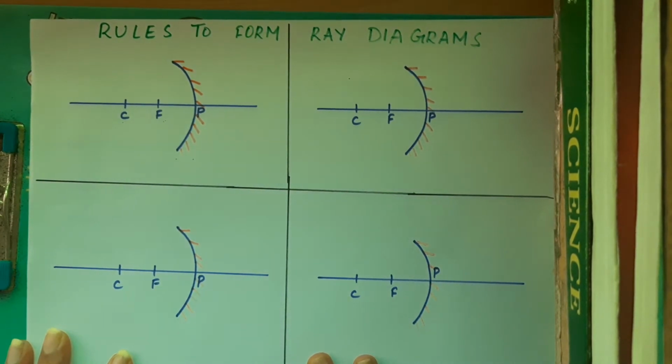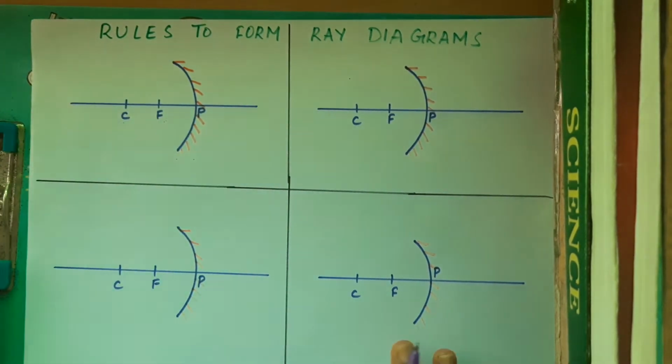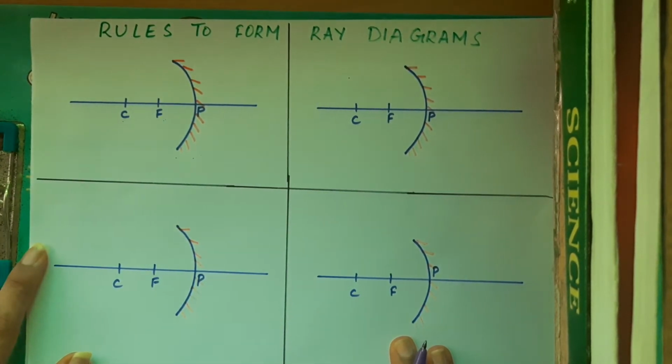And how do I know that this is a concave mirror, and how can I identify a concave mirror from a convex mirror? A concave mirror is a mirror whose reflecting side is the inner side. As I have already explained, you can take the example of a spoon: if the reflection takes place from the inner side of the spoon, that makes your concave mirror. And if the reflection takes place from the outer side, that makes your convex mirror.